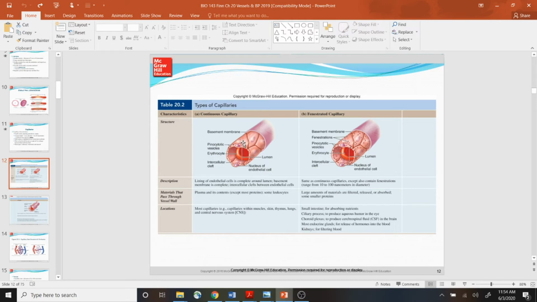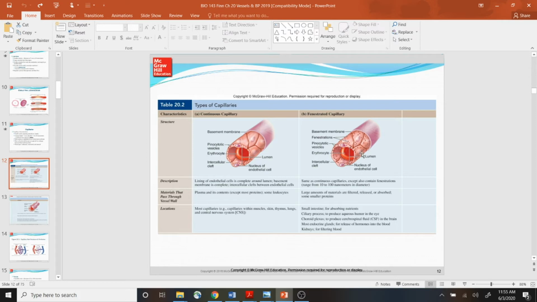Now, materials that can pass through the blood vessel wall are plasma and its contents, some leukocytes, but not those big plasma proteins or red blood cells, per se. And if they did, we'd have a problem. But there are reasons why we need to have this endothelial cell lining, like in the fenestrated capillary.